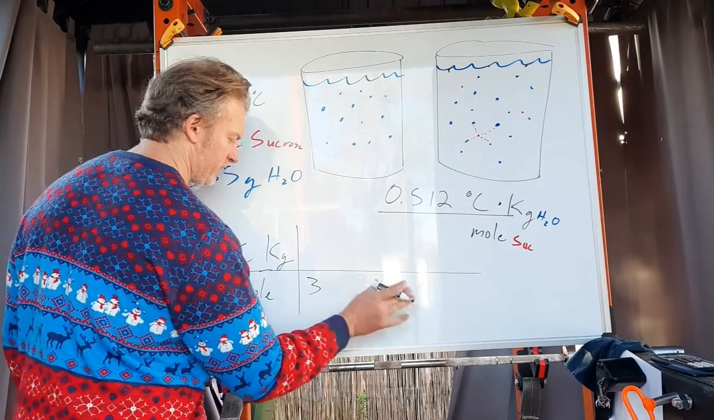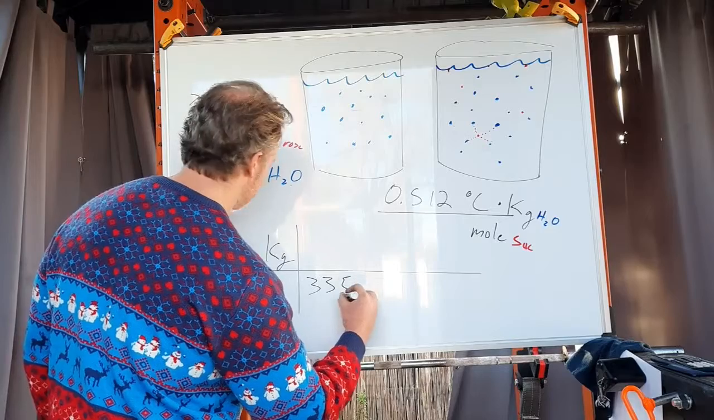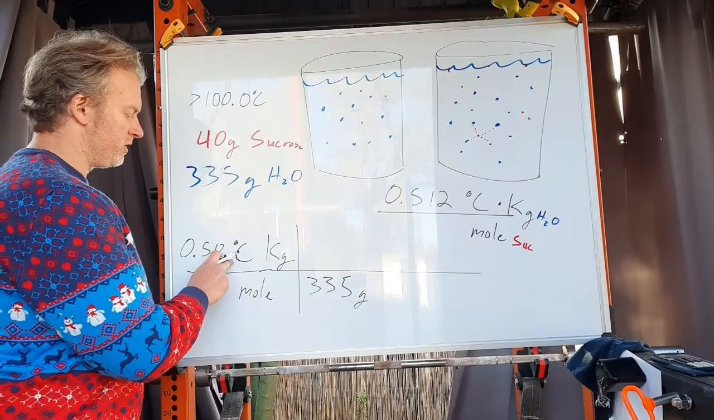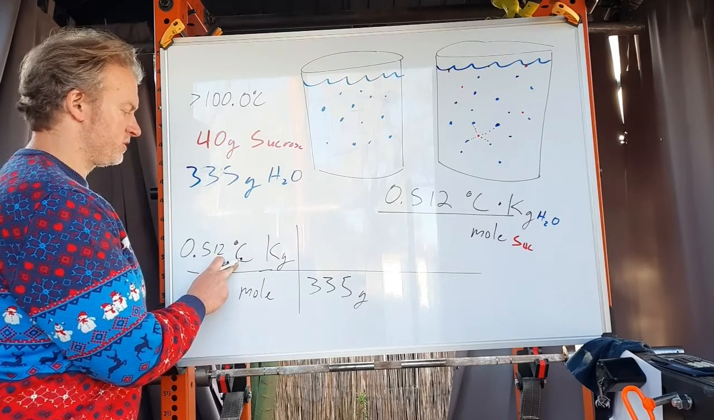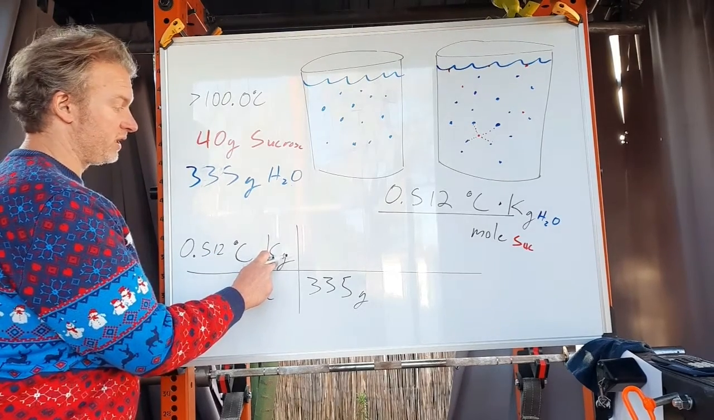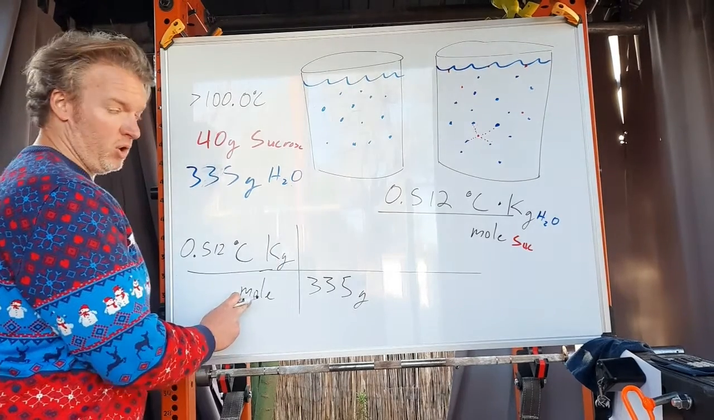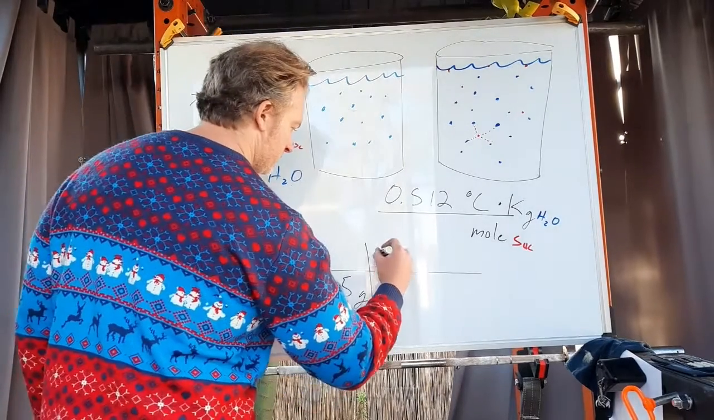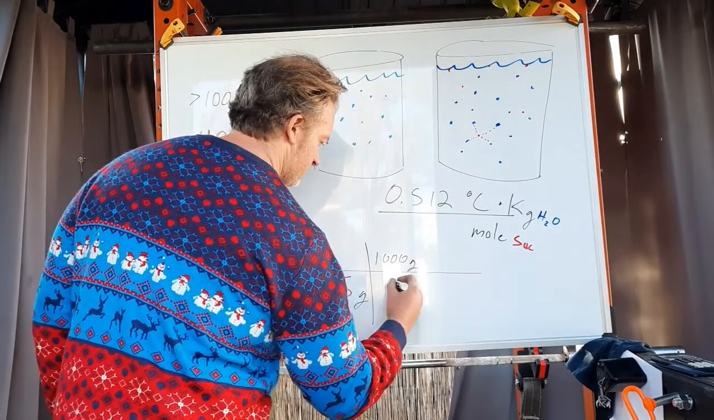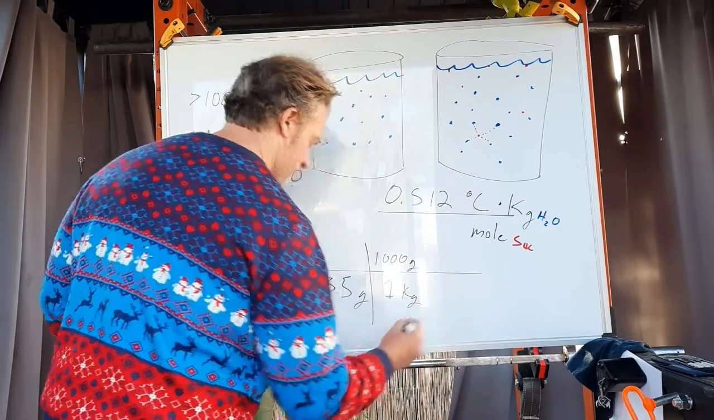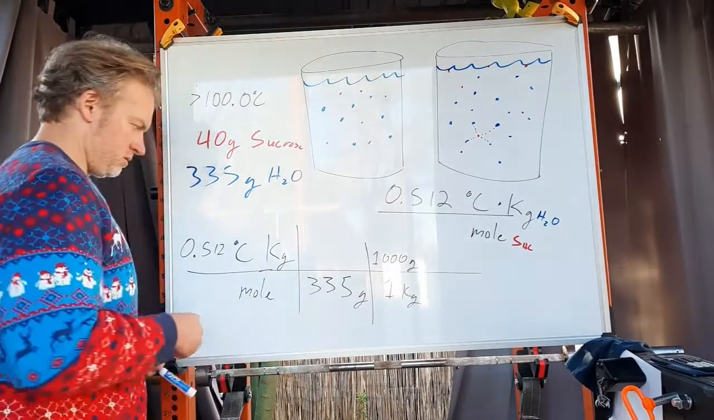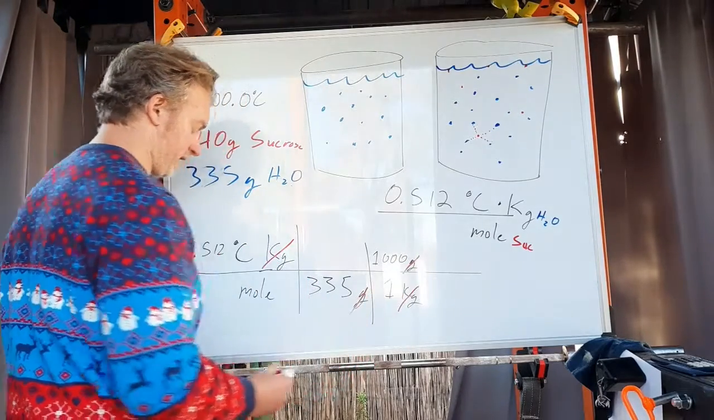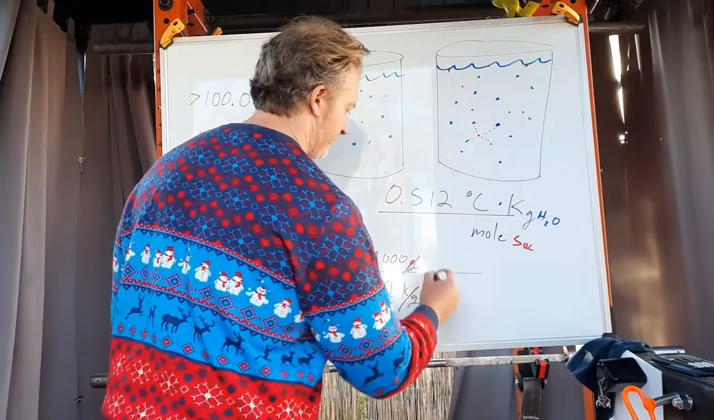335 grams of H2O. Just to think about my reasoning here, I had this smart start because the temperature is in the numerator, and I want to get rid of the kilograms of solvent and the moles of solute. Grams and kilograms are just close cousins: 1,000 grams is 1 kilogram. I'm doing my conversions in the scaffold because I don't want to pick up my calculator right now.